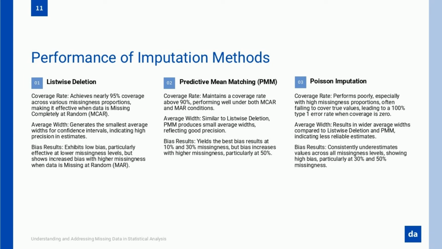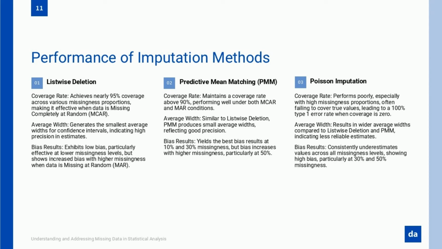Next up is predictive mean matching, PMM, the sleek sports car of imputation methods. This baby is all about performance, adaptability, and precision. Coverage rate. PMM maintains over 90% coverage, even when data is MAR. It's like a sports car that hugs the curves of the road, handling complex missingness patterns with ease. Average width. PMM strikes the perfect balance. Confidence intervals are neither too wide nor too narrow. This ensures efficiency without sacrificing accuracy.